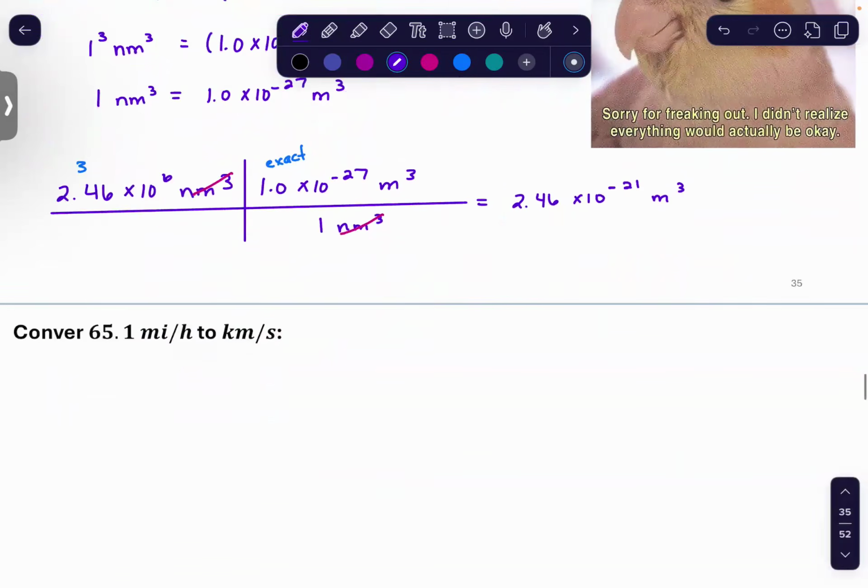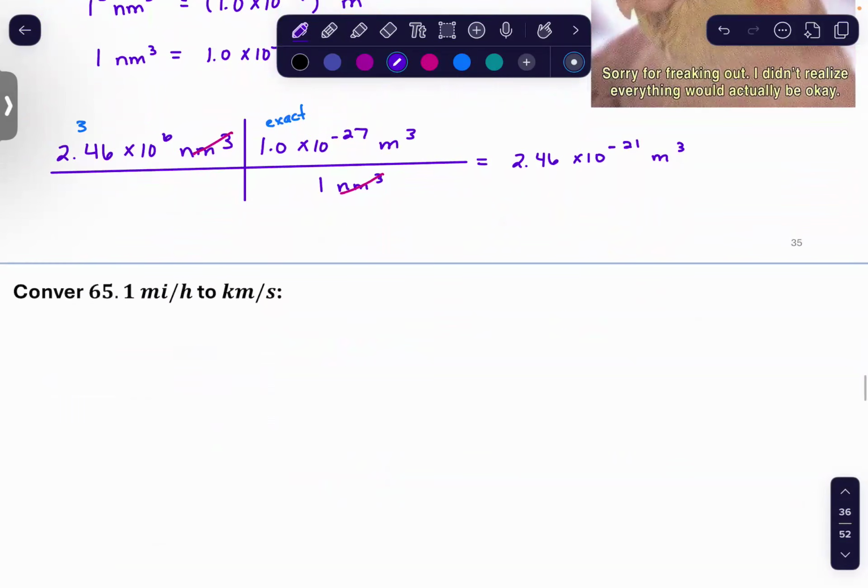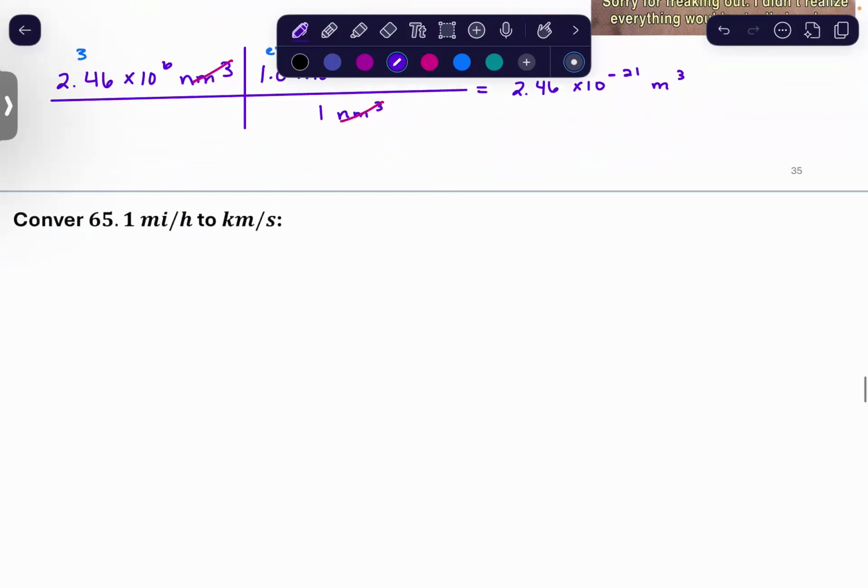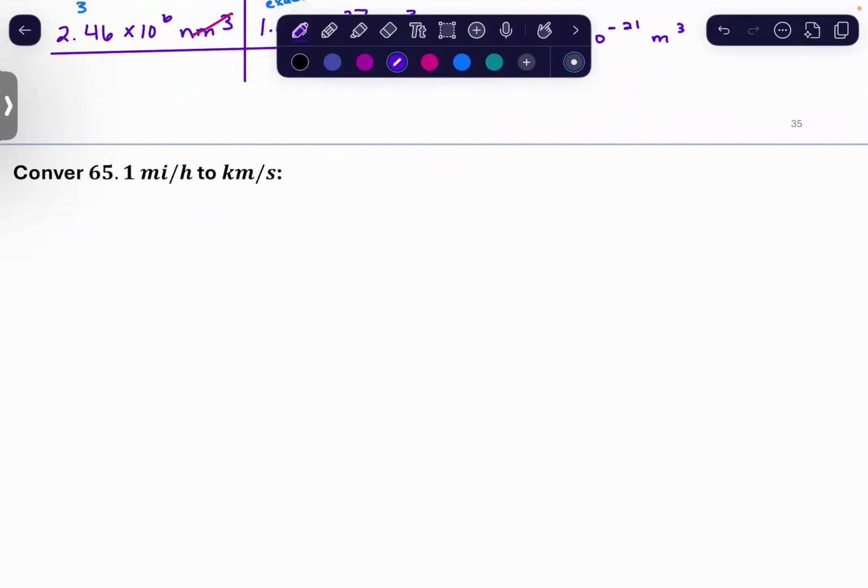Now this is something I will rarely do to you in problems because I don't like it. I just don't know too many places in a scientific career where you run across this. Engineering a little more so because engineering will have some English units, but otherwise. But let's convert 65.1 miles per hour to kilometers per second. So this will be a little different because here we have fractional units, miles per hour, kilometers per second. Okay, so remember what we said, the number goes with the unit on top.